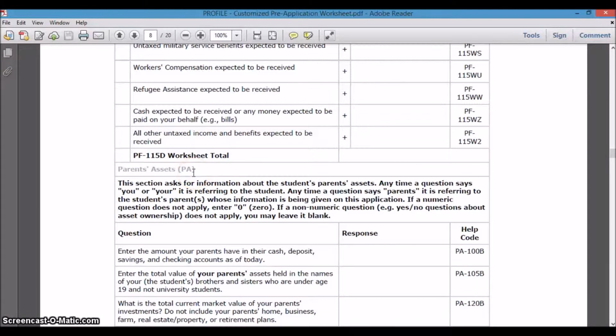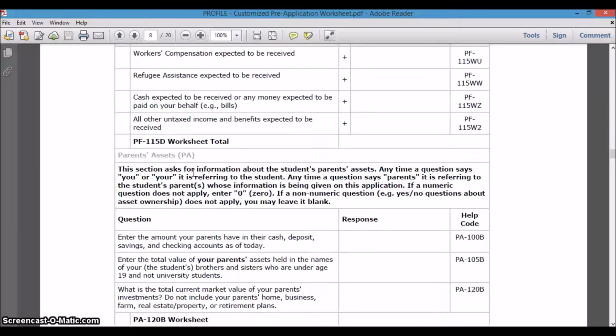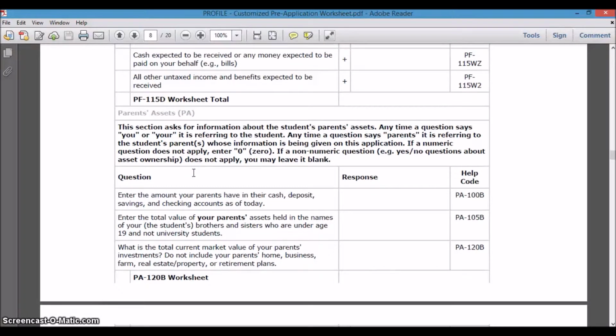The next section is the parents' assets section. So here you're asked if they have any checking accounts or savings accounts, which is the first question. So you basically put down what is found on your bank statement. Also you state what your parents may possess, such as houses or anything like that, or businesses or property or retirement plans or real estate or anything that you think of.